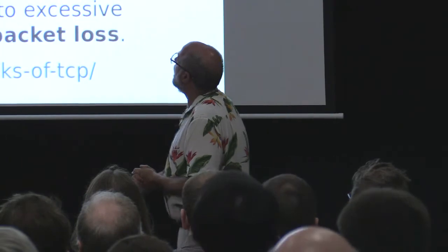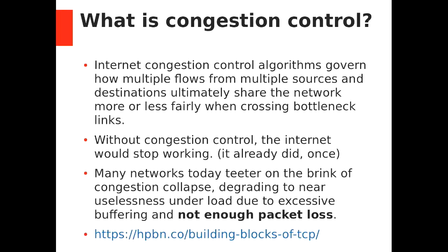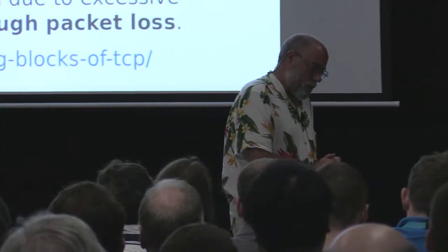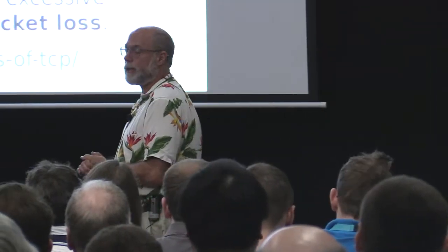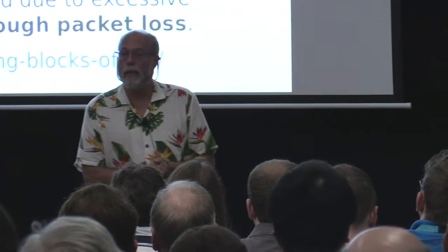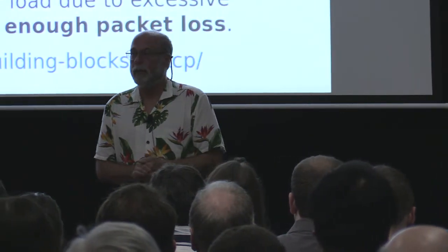Internet congestion control algorithms govern how multiple flows from multiple sources and destinations ultimately share the network more or less fairly when crossing the bottleneck links. It means that your packets from Google and your packets from your neighbor and your packets from Akamai and your packets from across town, they all have to mix together in order to share the network fairly ultimately.